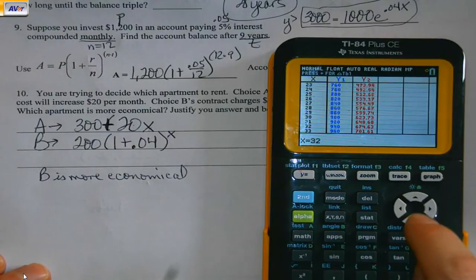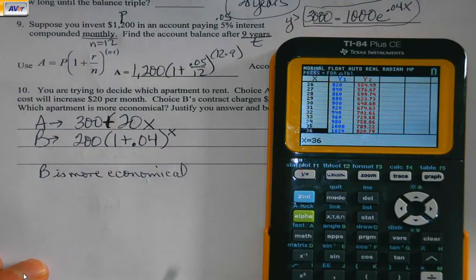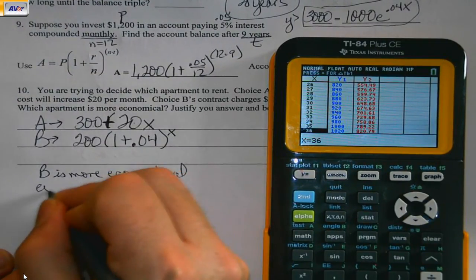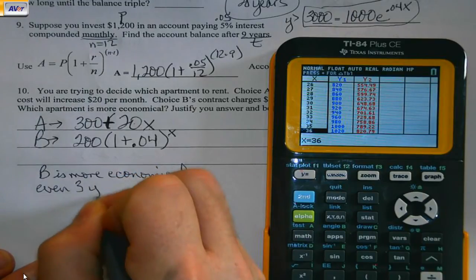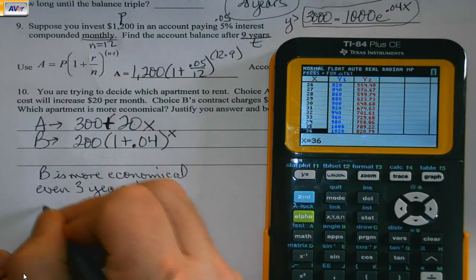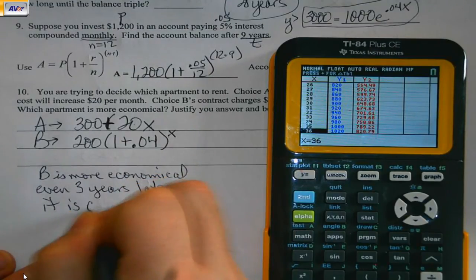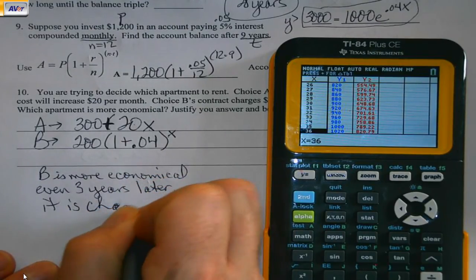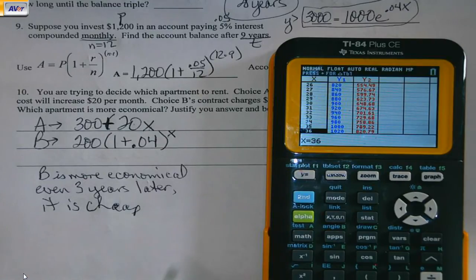And even if I went down to 36 months, which is 3 years, okay? So even 3 years later, it is cheaper. And even if you only did it for 2 years, like 20 months or 24, and you saw that, that's fine. But you can't just say B is cheaper. Okay, why? Because it is.